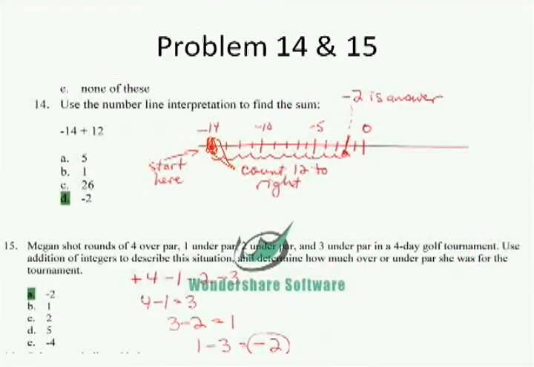Let's go back to it. 4, 5, 6, 7, 8, 9, 10, 11, 12. I end up at -2 as the answer. Okay, so it's using the number line to solve this type of problem.